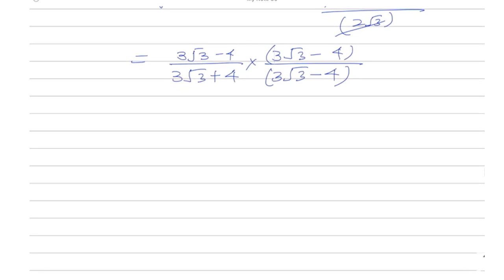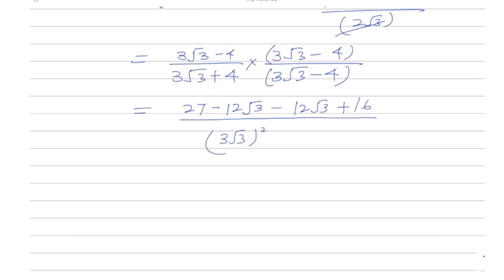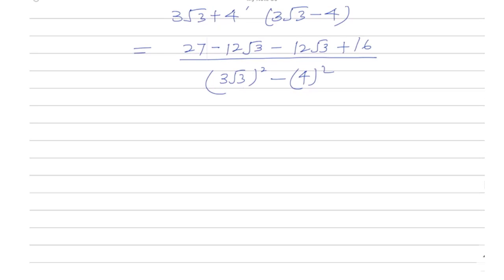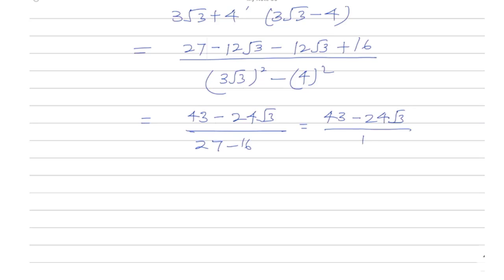So in the numerator we have 27 minus 12 root 3 minus 12 root 3 plus 16, whole divided by 3 root 3 whole square minus 4 whole square, that is equal to 43 minus 24 root 3 whole divided by 27 minus 16, that is equal to 43 minus 24 root 3 whole divided by 11. So this is the answer.